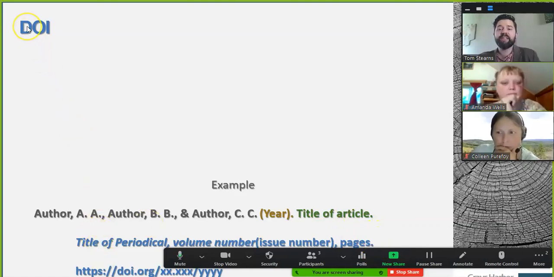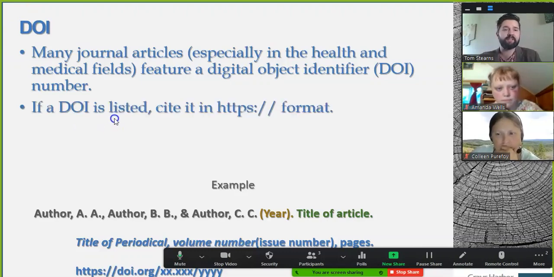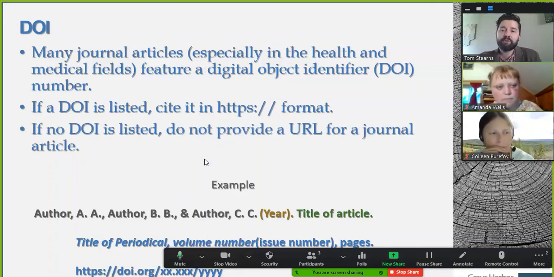Then lastly, you'll have the DOI. DOI stands for the Digital Object Identifier, and many journal articles, especially in the health and medical fields, include a DOI. So if a DOI is listed in your article, you'll cite it in HTTPS format. And you can see an example down here: https://doi.org/ and then it's usually a series of numbers. If no DOI is listed, don't worry about it, and then you don't provide any URL information.